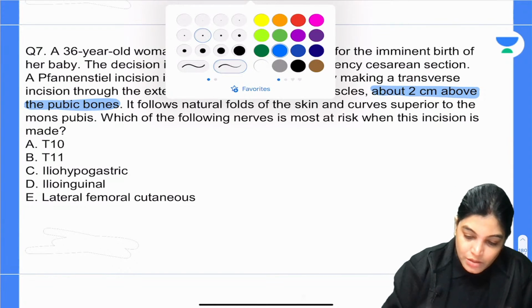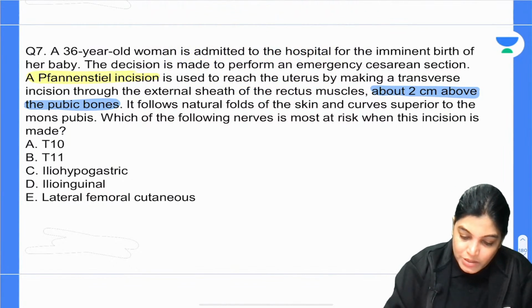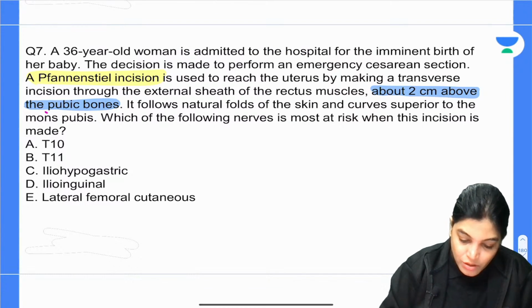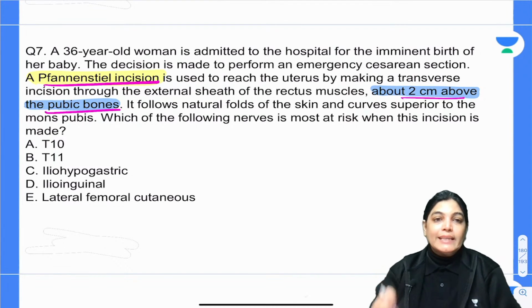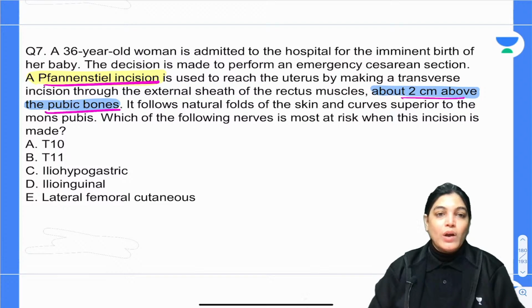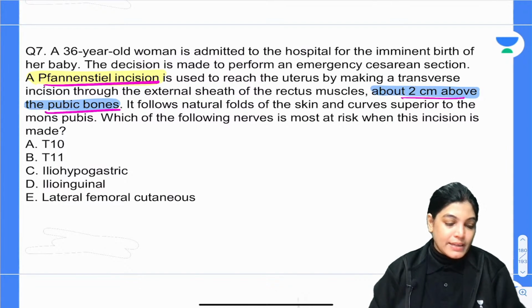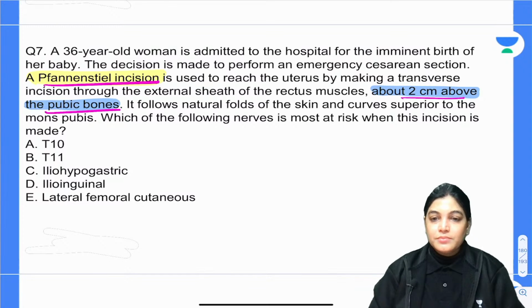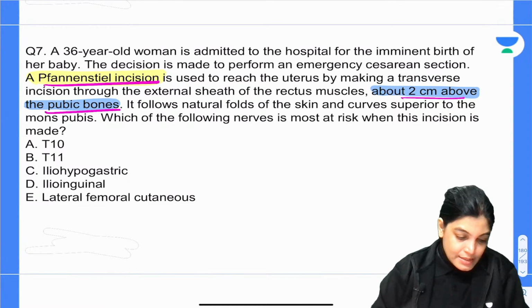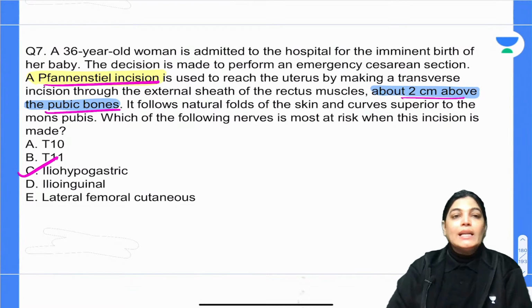So you have to know about the incision also. Location is also mentioned, 2 centimeters above the mons pubis. So which of the following nerves is most likely to be injured? T10, T11, iliohypogastric, ilioinguinal or lateral femoral cutaneous nerve? Which is the correct answer, dear? Question number 7. The correct answer is iliohypogastric.